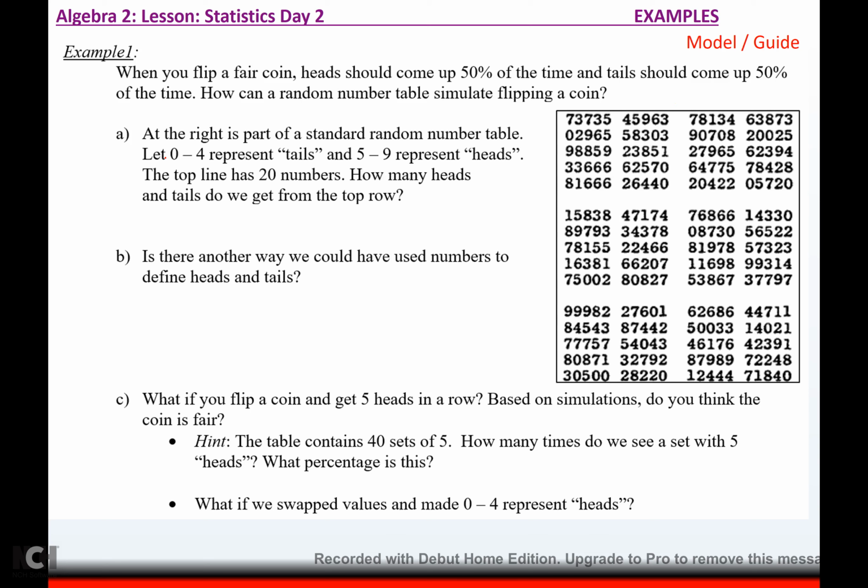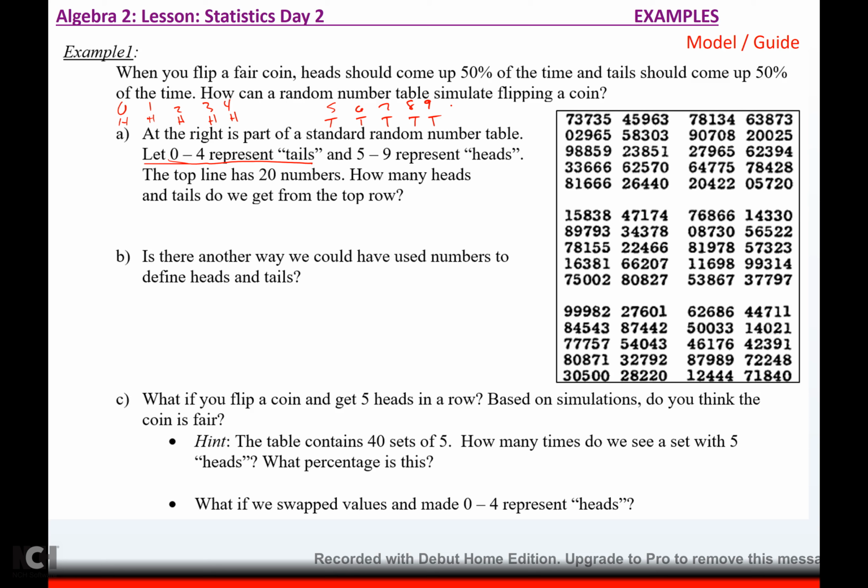It says let 0 through 4 represent tails. So if you see a 1, a 2, a 3, or a 4, those would all indicate a result of getting heads. If you get a 5, 6, 7, 8, or 9, that would represent a result of getting tails. So it says the top line is 20 numbers.